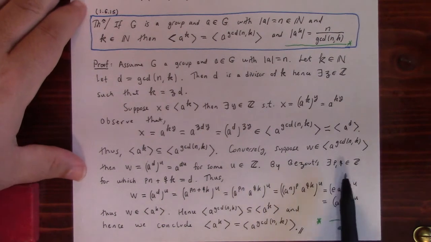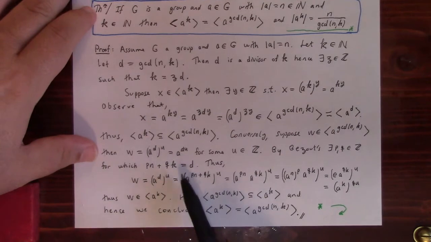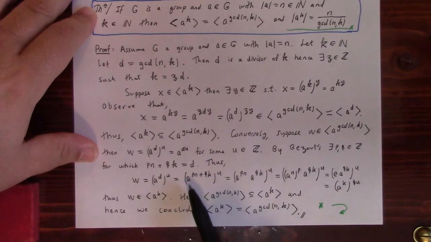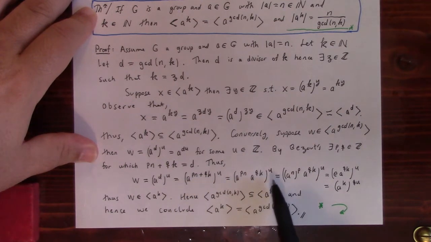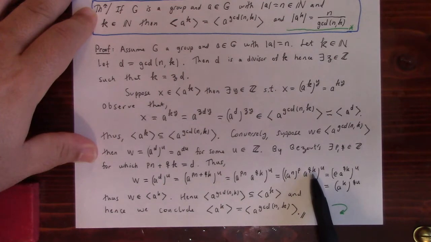So then by Bezout's theorem, there exist p and q such that pn plus qk is equal to d. Thus w is equal to a^(du), which I replace by Bezout's, and then by laws of exponents we have a^(pnu) times a^(qku), but that's (a^n)^(pu), which of course a^n is by assumption e here. And so we have e^(pu), which is just e, and we have a^(qku), and that simplifies down to (a^k)^(qu).